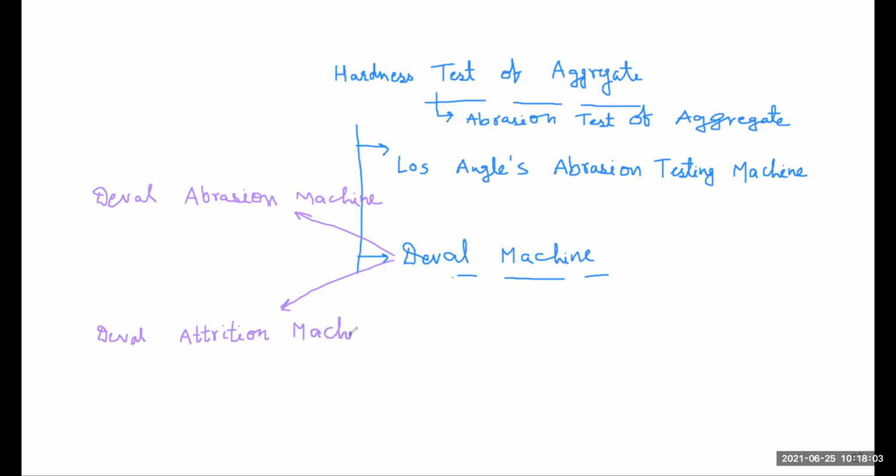So if you all see here, we have two machines for calculating the hardness and abrasion value of aggregate. One is the Los Angeles abrasion testing machine. Here we have the Deval machines. The Deval machine has two kinds: one is the Deval abrasion machine and next is the Deval attrition machine. So we have two different words, abrasion and attrition, and these two words have their own significance. They are two different words.